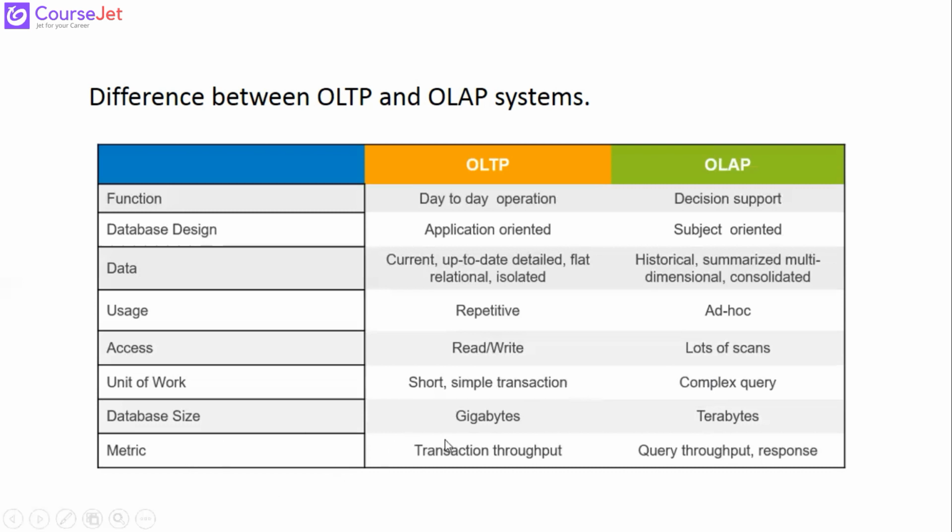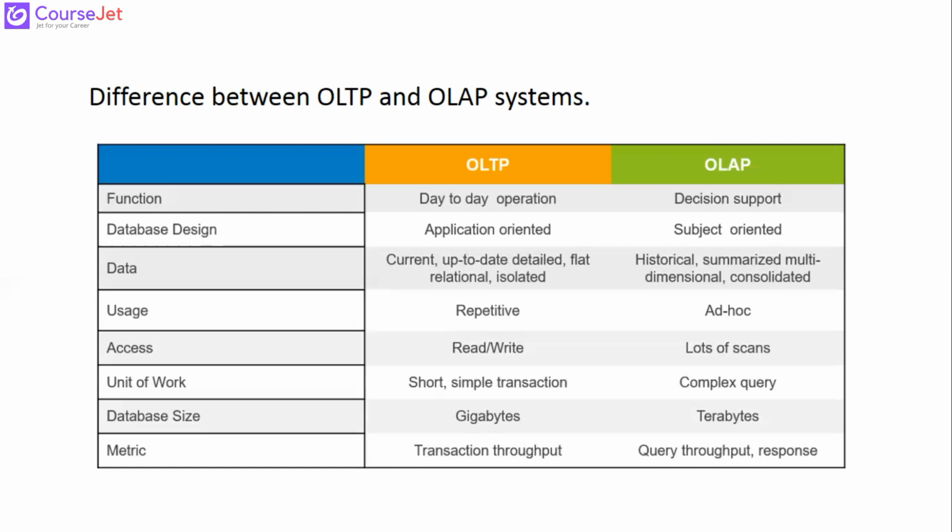So OLTP is designed to maintain a small amount of data. If the data grows high, the OLTP system won't be able to run your queries. But OLAP is mainly designed to run queries on historical data.